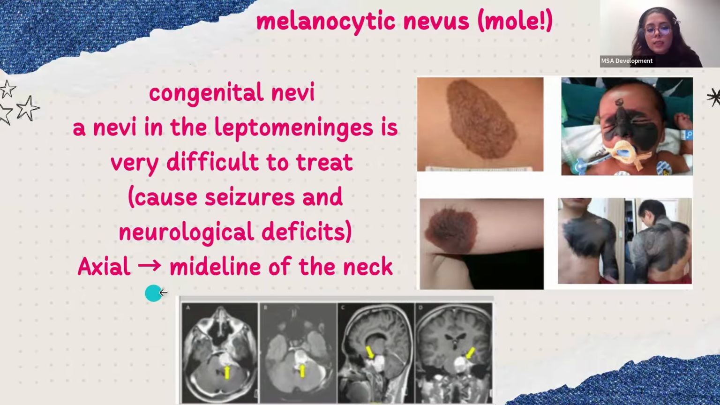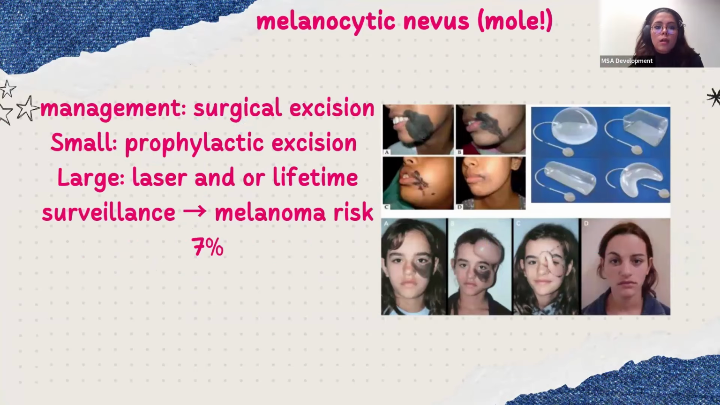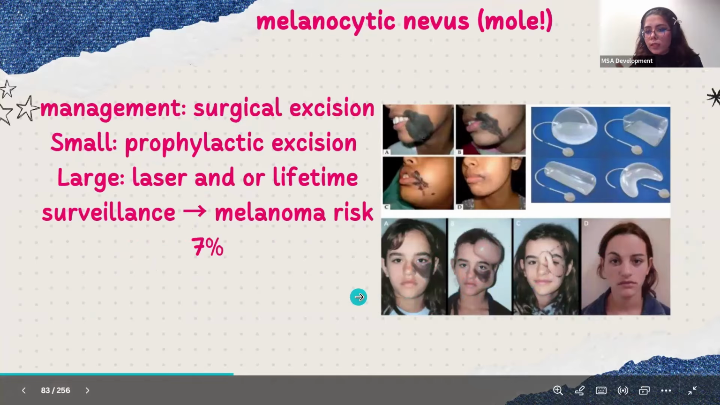Axial, as in it's in the midline of the neck. This is what it looks like on CT. Next. For management, you excise the lesion. Not the lesion, you excise the area, especially if it's cosmetic. For larger lesions, like this patient over here, you do laser.